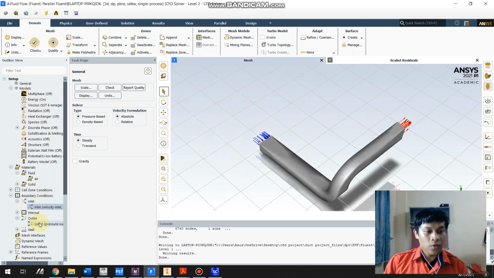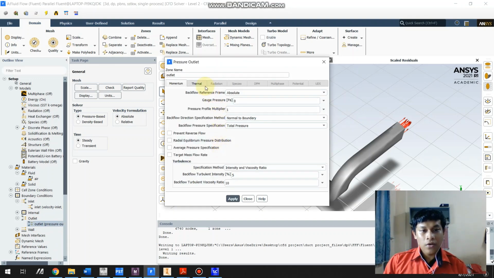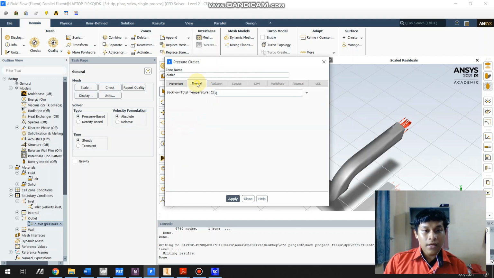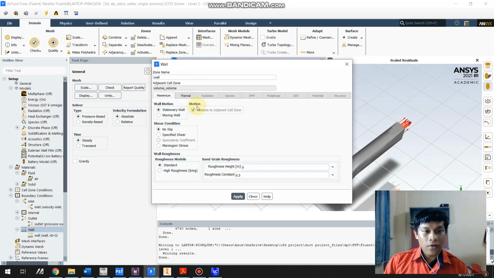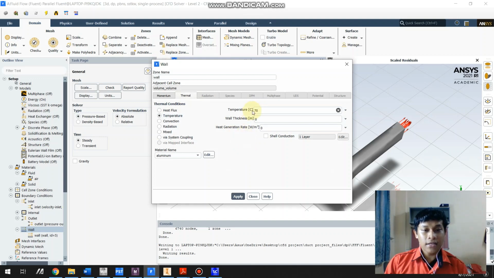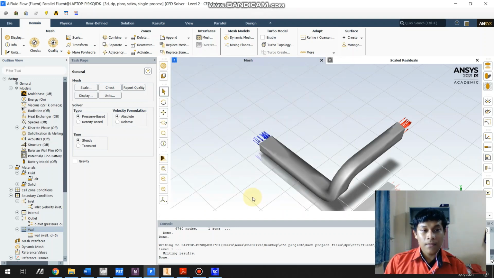Then we go to the outlet of our duct. The gauge pressure of the outlet I set to 0 Pascal. Then I also set the backflow total temperature to 0 degrees Celsius. Next, we go to the wall. For the wall motion, I set a stationary wall, and the shear condition is no slip. Next, for the temperature of the wall, I set 70 degrees Celsius as the temperature rise due to two factors, friction loss and air resistance inside the duct. I click apply and close.